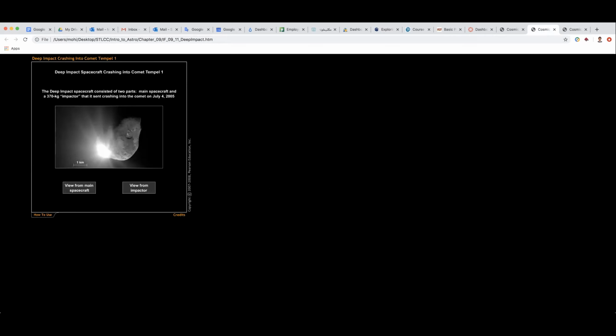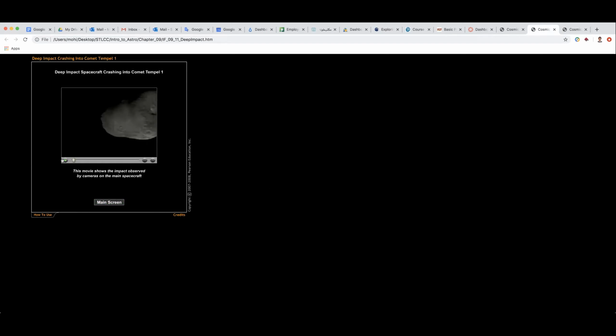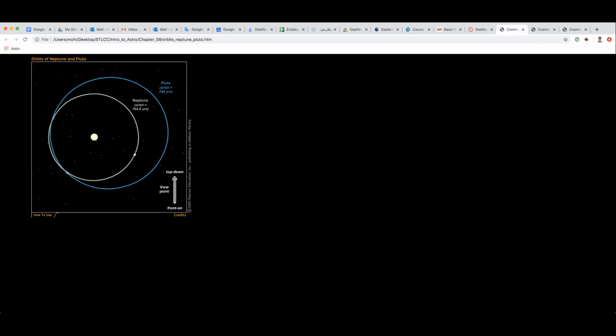The other thing is the Deep Impact spacecraft crashing into Comet Tempel 1. So let's take a look from the spacecraft. This is how it looks from the spacecraft. This is when the crash happened. Okay. And the view from the impactor. This is the view from the impactor. This is the picture that I showed you before. Right. And I'm going to put all of these on Blackboard as well.